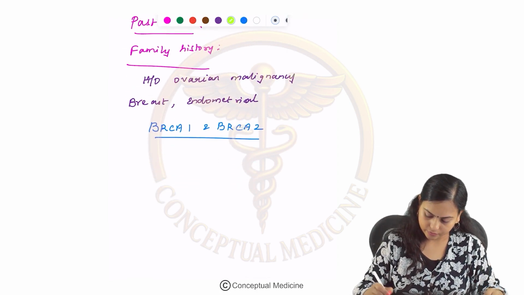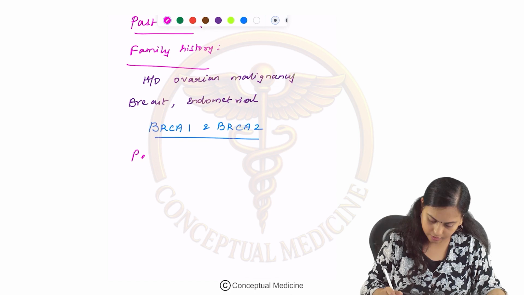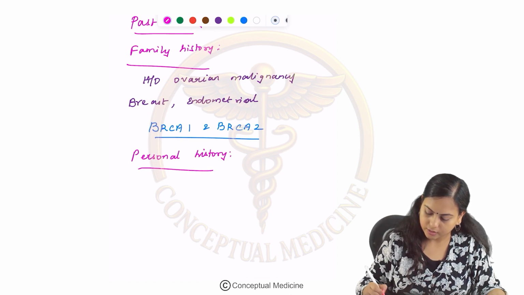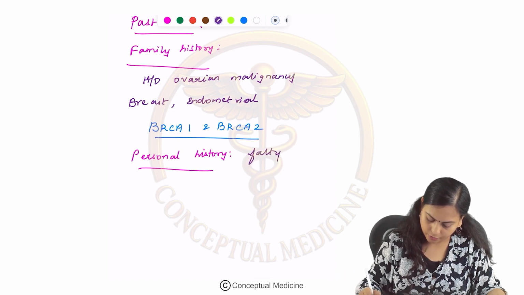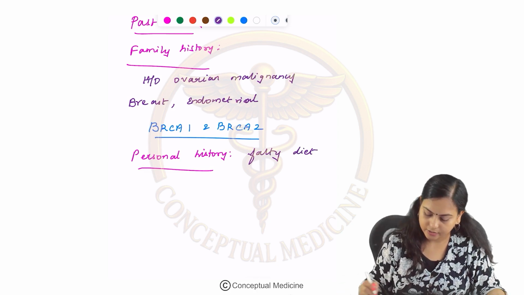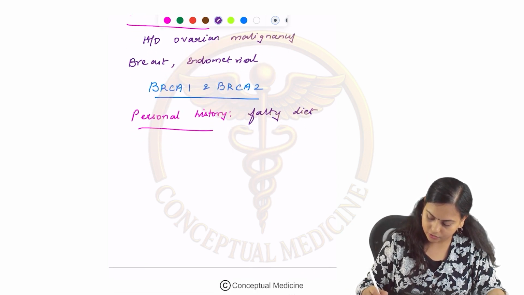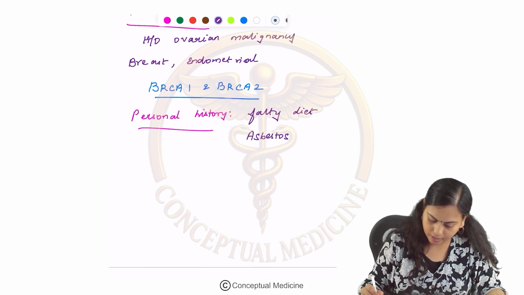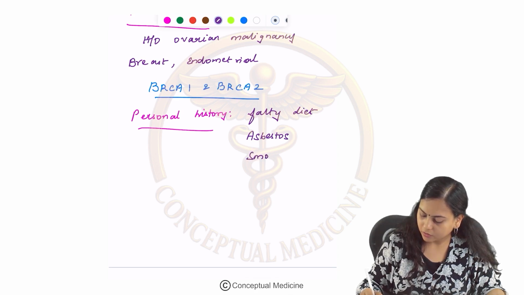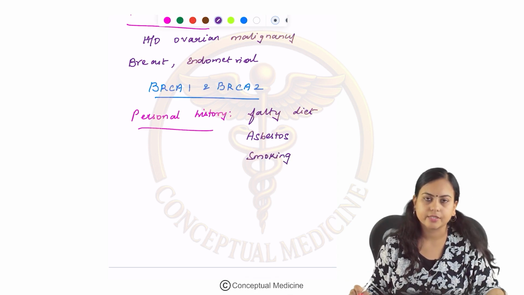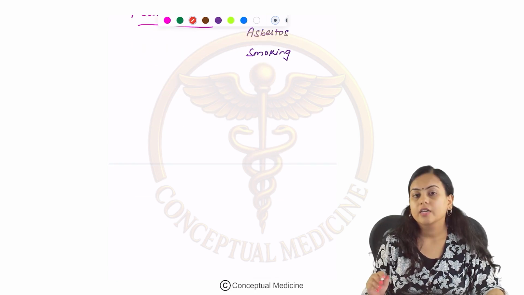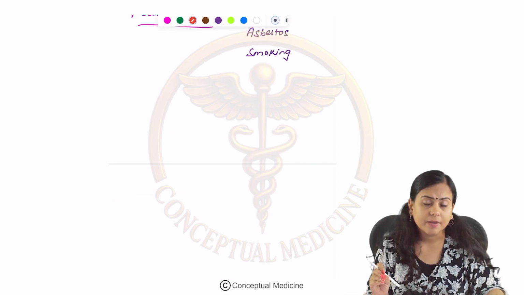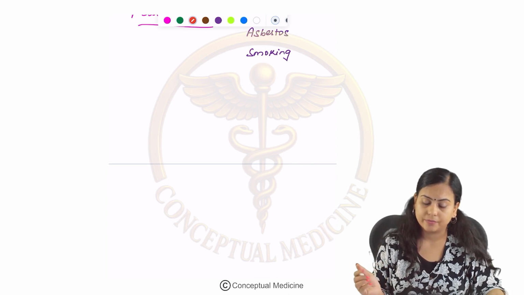The next one is her personal history as well. Studies show that women who consume a more fatty diet are prone to get cancer ovary, as well as a history of working in the asbestos industry, and cigarette smoking also increases the risk. Clear? Right. Now let us see how to examine a patient who comes with lump abdomen.